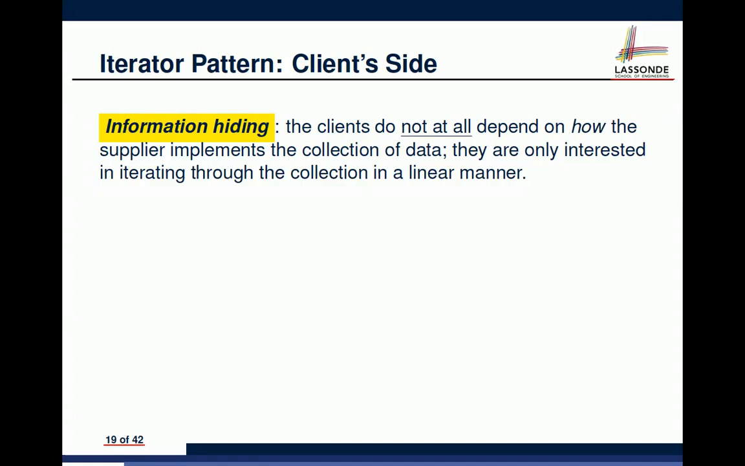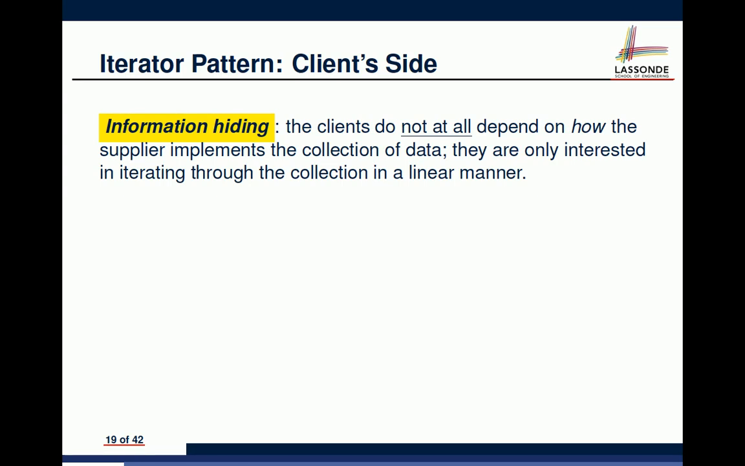Okay, again, the number 1 principle you have to know about the iterator pattern is that we're trying to do information hiding. Information hiding is really about hiding the secrets of the supplier so that when you want to change the secret from one to another, it's not going to affect the clients. That's how you think about information hiding in general.